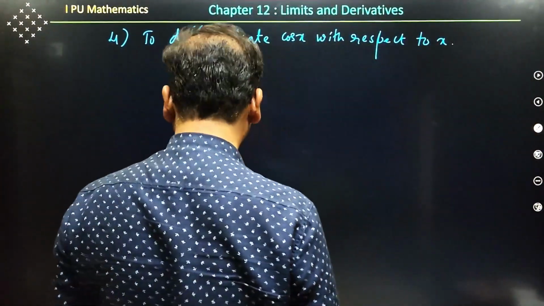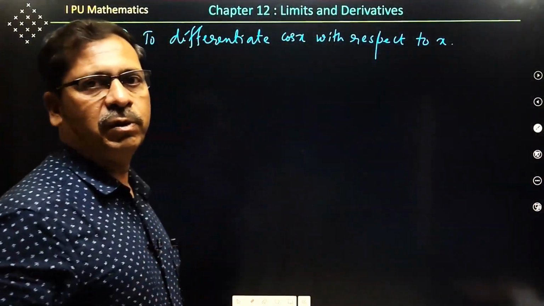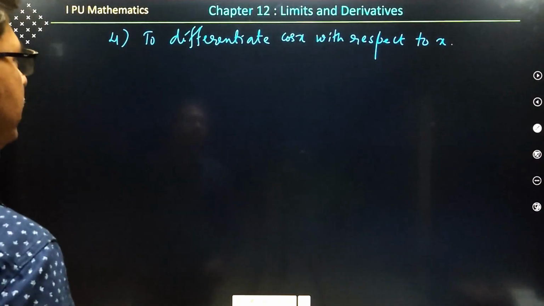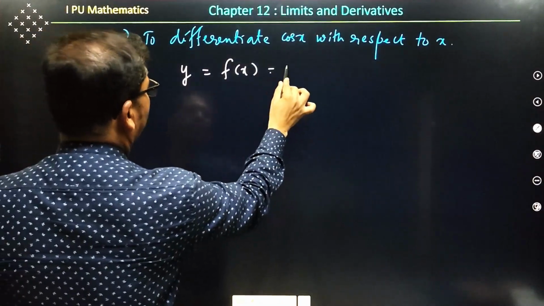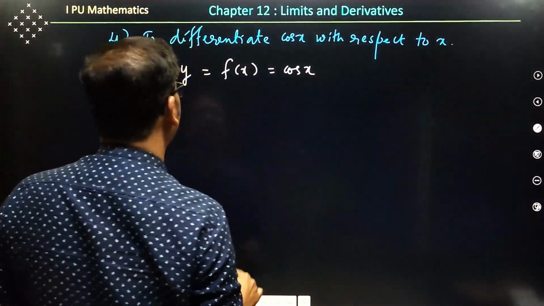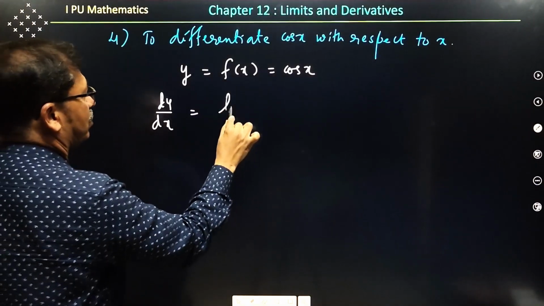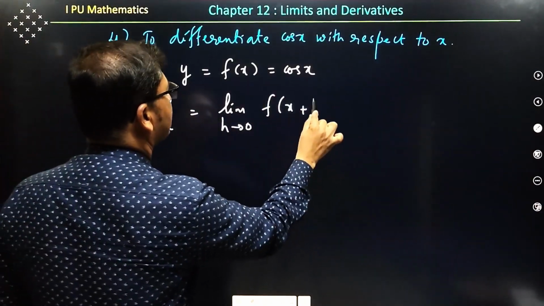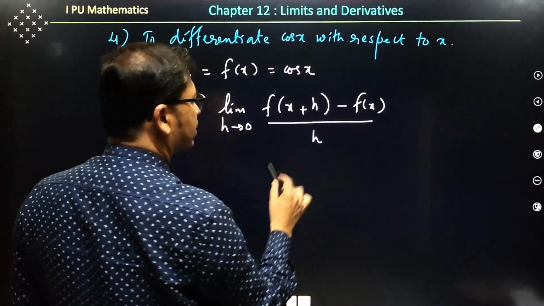Same procedure. You need to recall the transformation formula. That's all. To differentiate cos x, let me take y equal to f of x, which is equal to cos x. dy by dx is equal to, basic definition, limit h tends to 0, f of x plus h minus f x, whole divided by h. This is your basic definition.